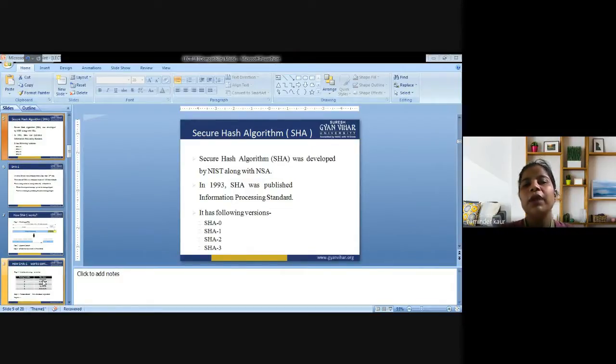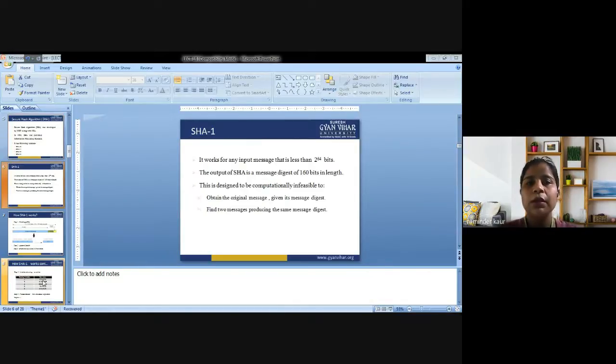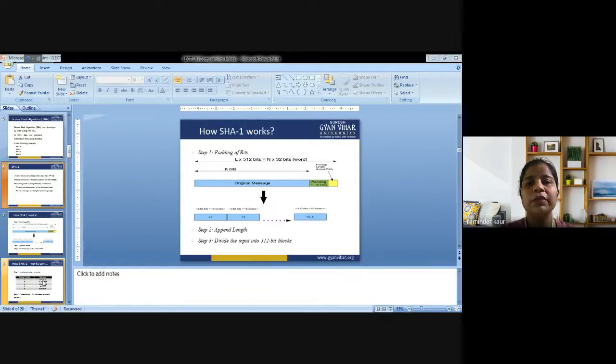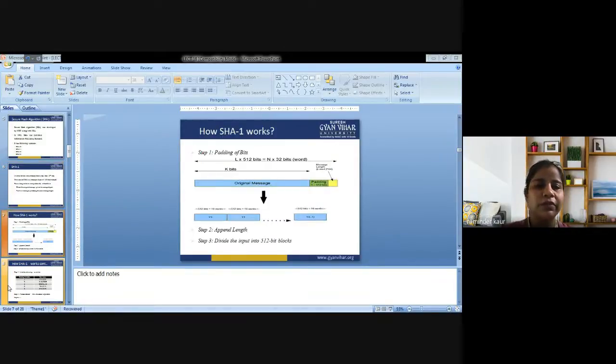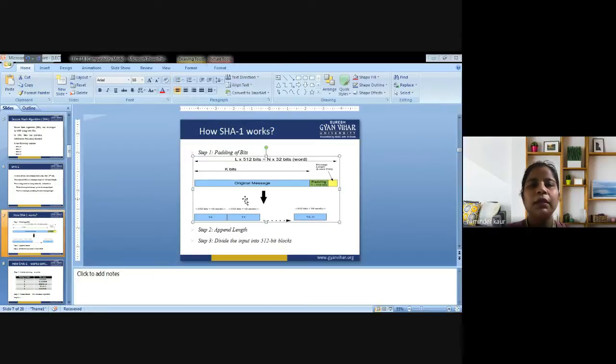You can have a look at various versions of SHA: 0, 1, 2, 3. It works for any input message that is less than 2 raised to the power 64 bits, and the output is a message digest of 160 bits in length. It is designed to be computationally infeasible to obtain the original message given its message digest. Next is to find two messages producing the same message digest. So this is the main thing of how SHA works.